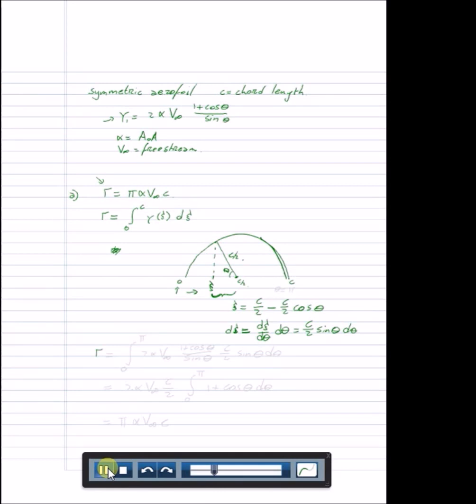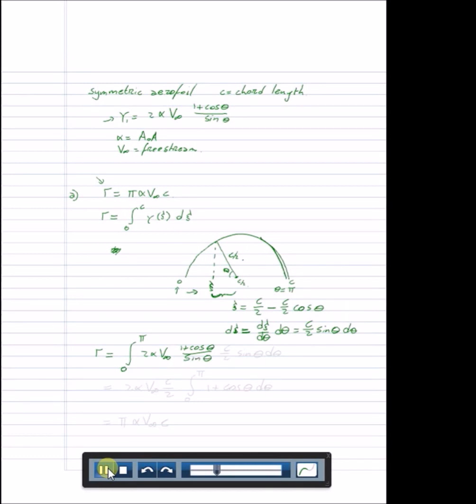My Gamma is equal to the integral, and we now don't go from 0 to C, but from 0 to pi, since theta is defined as such. So C is now equal to pi, and this is still 0. The theta is equal to pi here. Okay, so 0 to pi, substitute in that expression for gamma, 2 alpha V infinity (1 plus cosine theta) divided by sine theta.